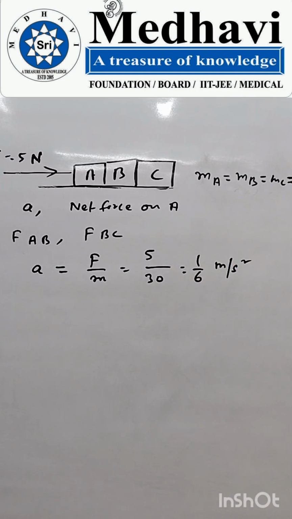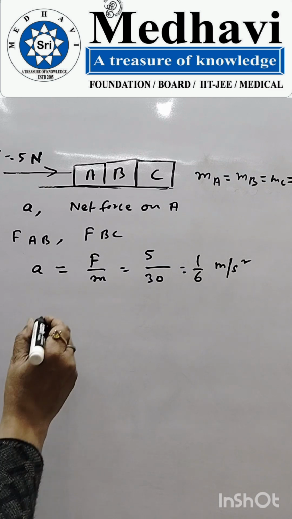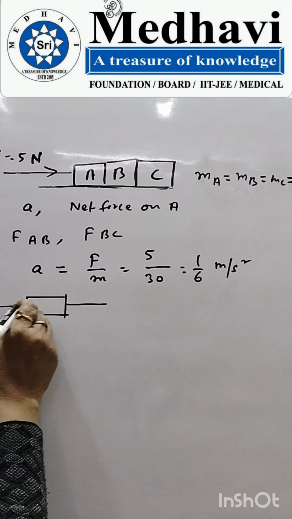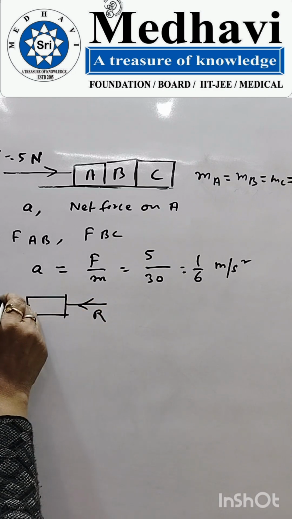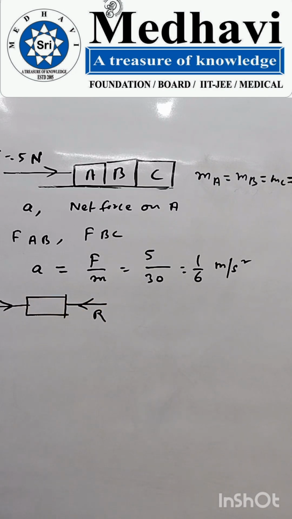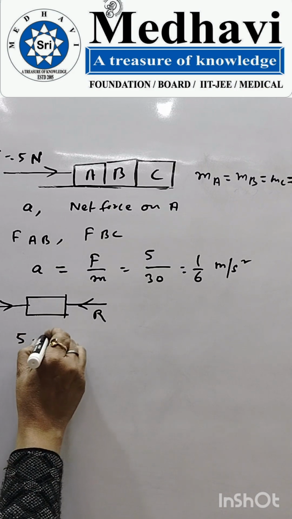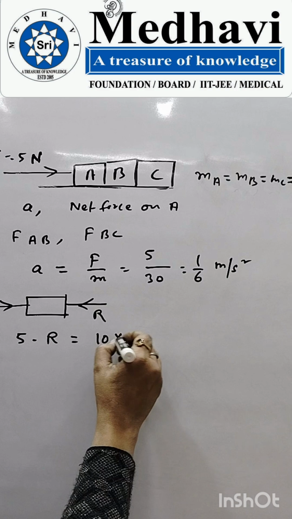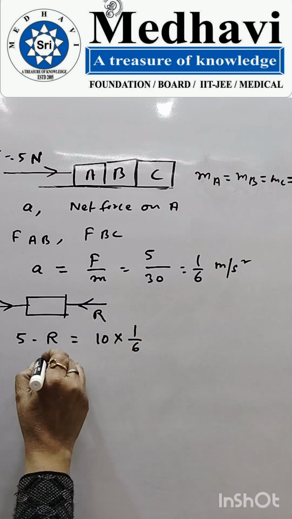But in order to find the net force on A, the force of contact between A and B, and the force of contact between B and C, we need to draw the free body diagram. For the net force on A, this is the contact force R, and this is the force 5 N. So 5 minus R is equal to the mass of A, 10, into a, which is 1/6, so you can find R.